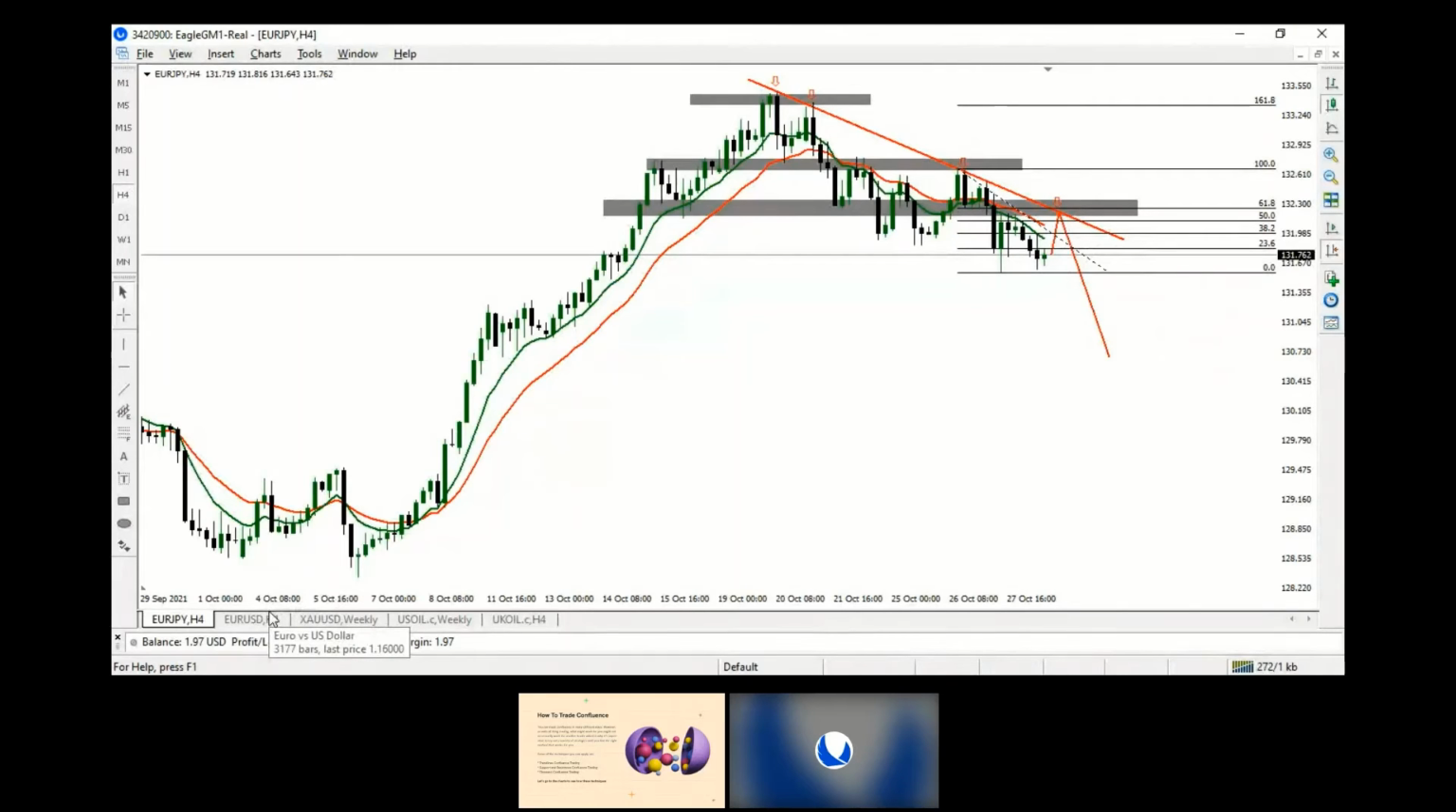It is not difficult. This is how it works every single time. It is not, I repeat, it is not difficult at all. This is how confluence works every single time when trading.